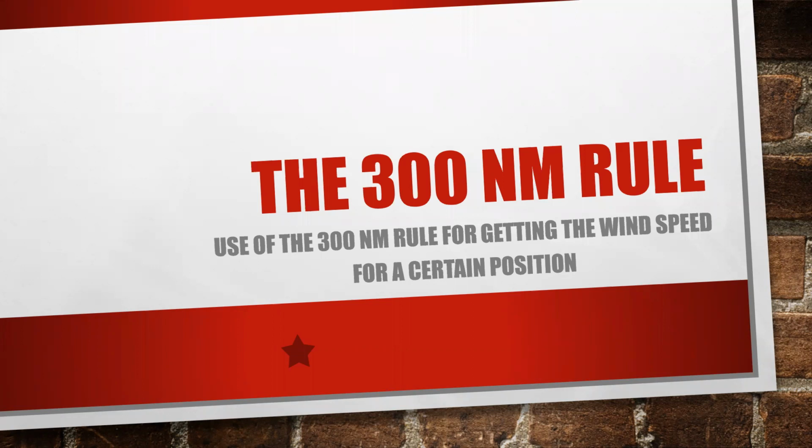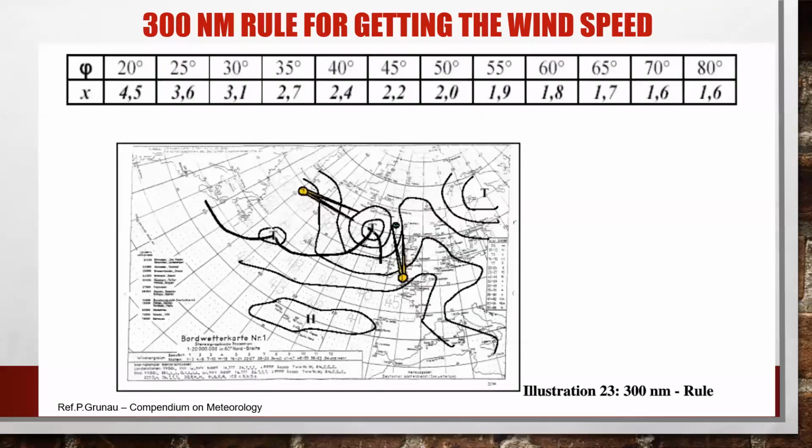This rule is good as long as the wind speed is not introduced in the weather chart, meaning the weather chart has no wind speed announcements. So let's see how it works. We have here the latitude and the X factor. This is a factor, the so-called multiplier, which we use later on to find out the wind speed for a certain latitude. It goes from latitude 20 until latitude 80, and at lower latitudes the X factor is higher compared to the higher latitudes. So that is actually the chart.